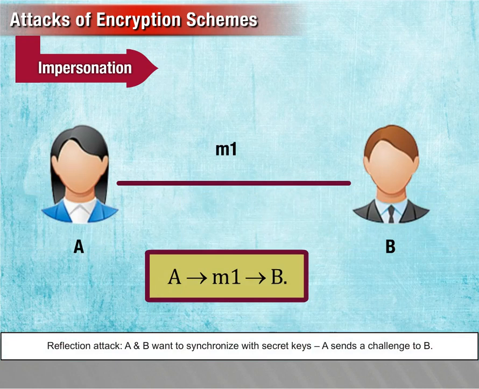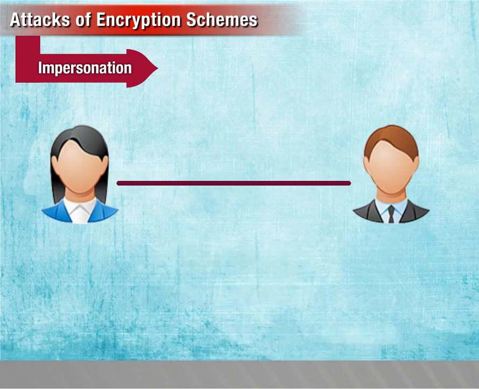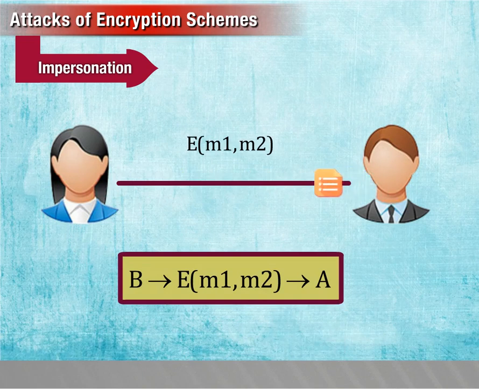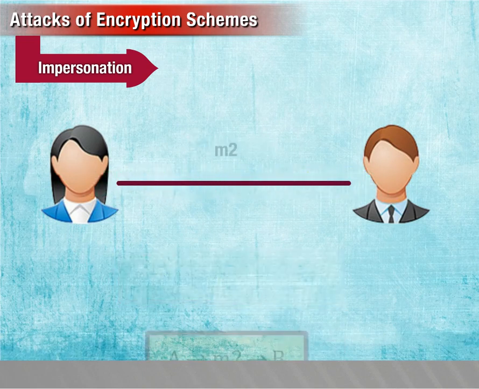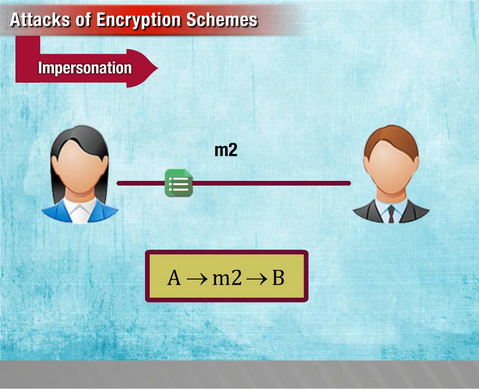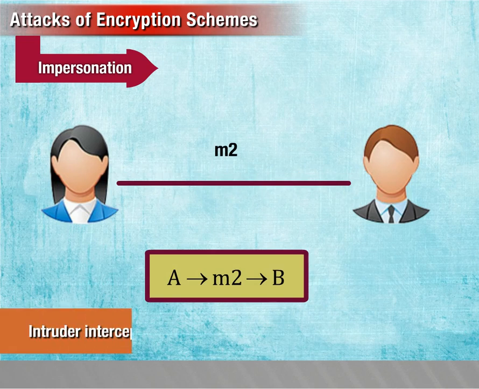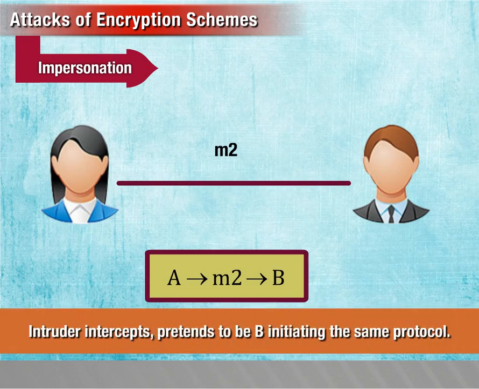Reflection attack. A and B want to synchronize with secret keys. A sends a challenge to B. A to M1 to B. B to E of M1, M2 to A. A to M2 to B. The intruder intercepts, pretends to be B, initiating the same protocol.